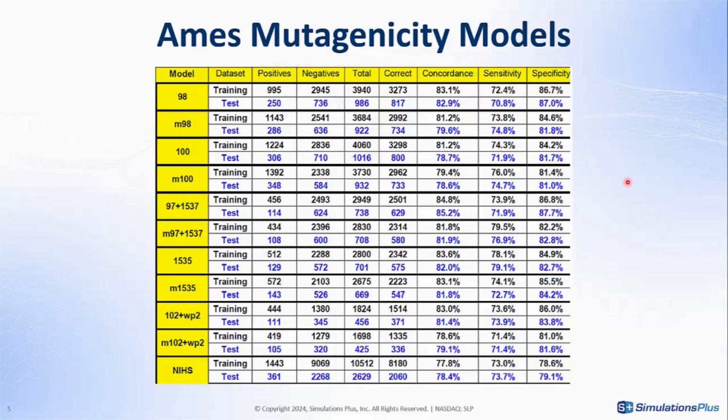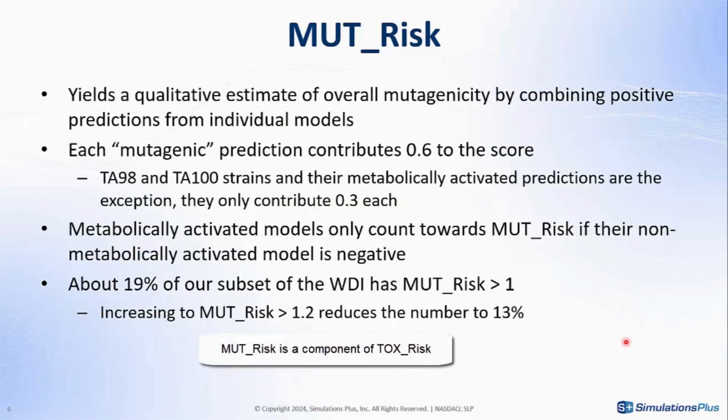And this is probably because there are a lot more negatives in the data sets than positives. So it tends to skew the statistics towards higher specificity. And then this NIH data set is a very large data set, so 9,000 negatives in the training set alone here. Now, I'll talk about how these different models are combined into a tox risk.